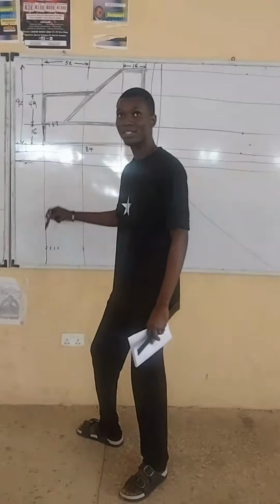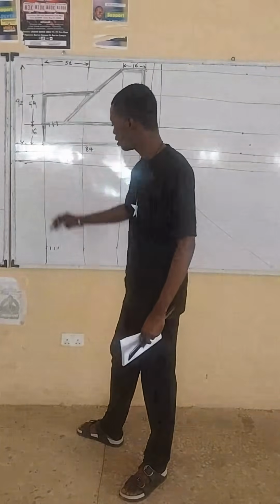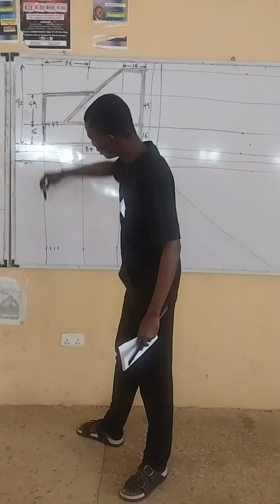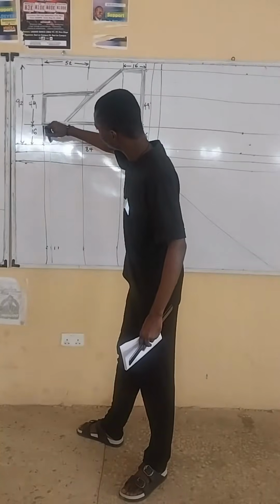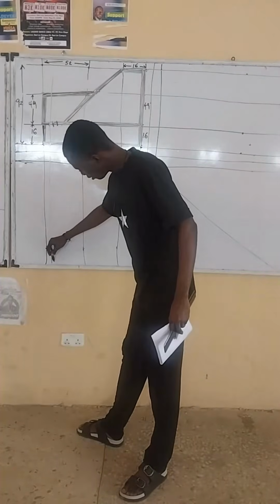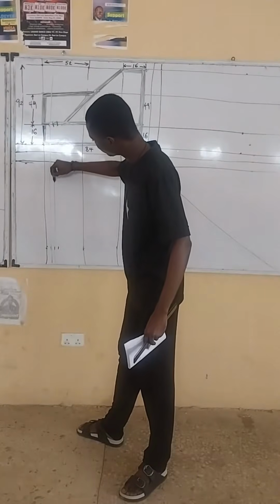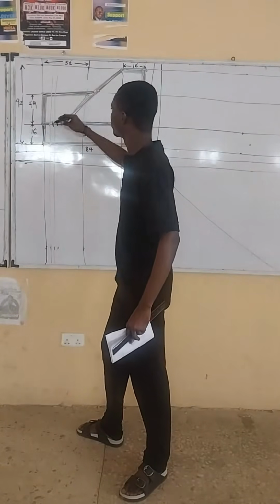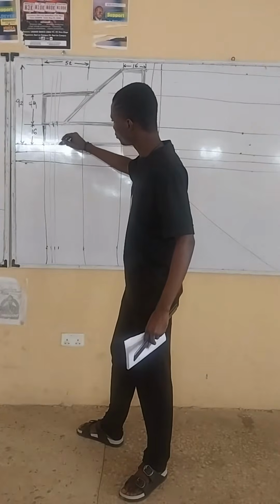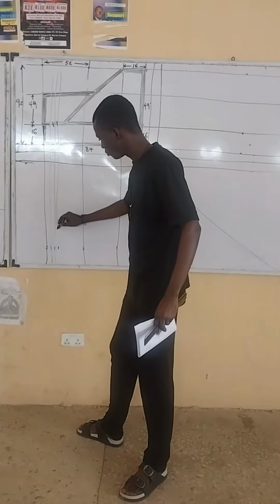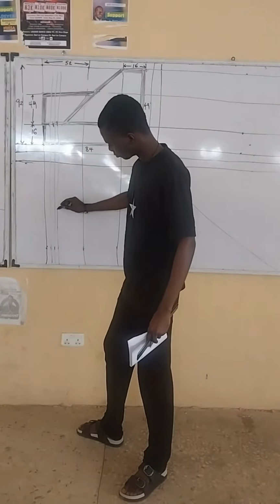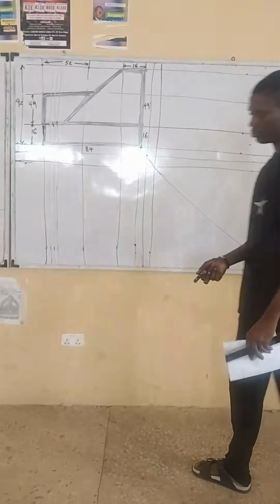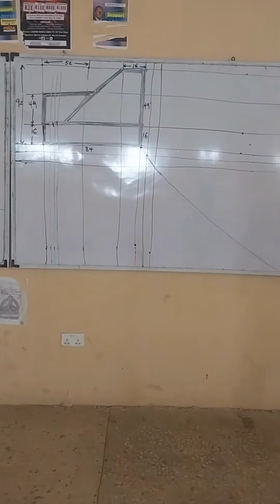Once you've gotten that, take your ruler or your T-square to join vertically as straight line. Then the third one also. Join them vertically as straight line.